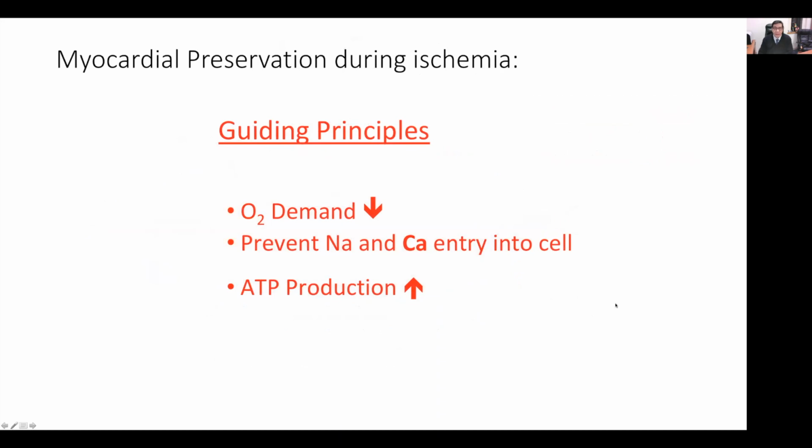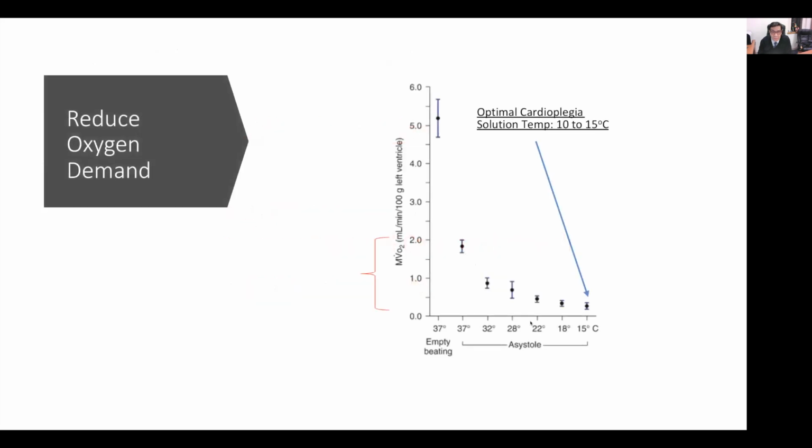So what are the guiding principles for myocardial protection? They're very straightforward. The first is to reduce oxygen demand, and we have a couple of ways of doing that. Prevent sodium and calcium entry into the cell, and there are ways to formulate the solution that bathes the heart through the coronaries to try to mitigate that. And then there are other ways to increase ATP production, albeit usually at a very low rate. So what are the ways that we have to reduce oxygen demand?